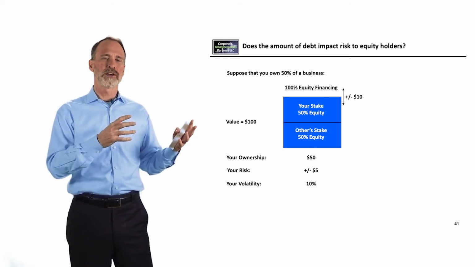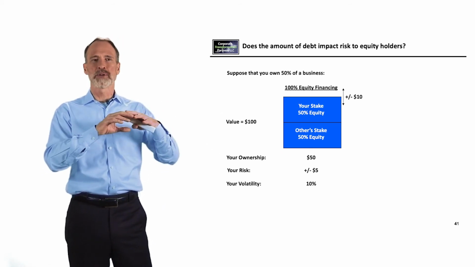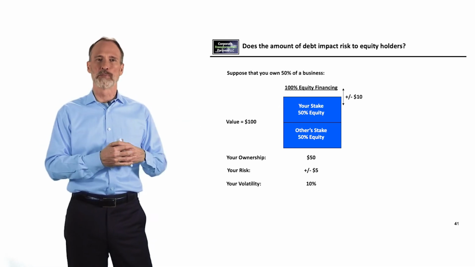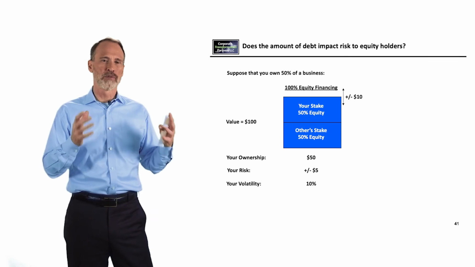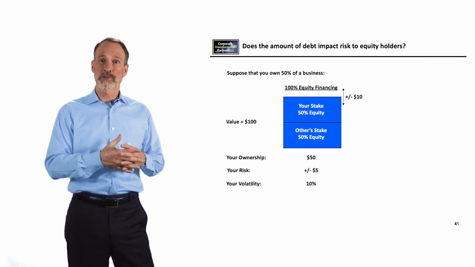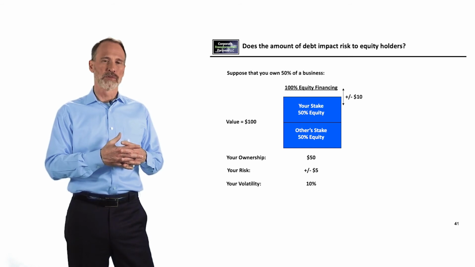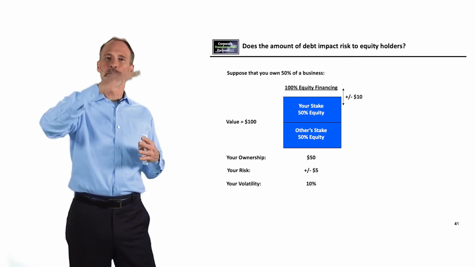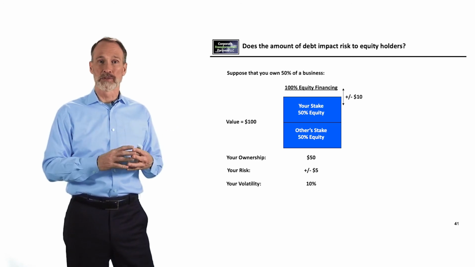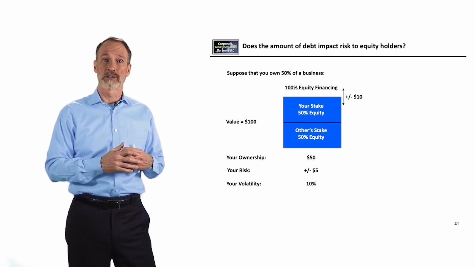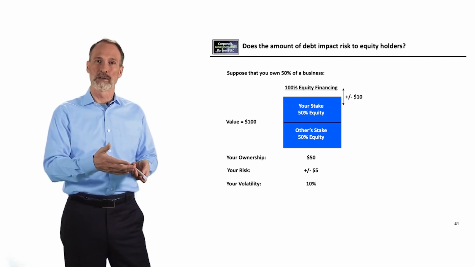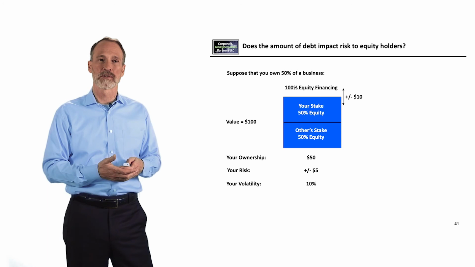So what you see here is a situation where we have a company, let's say that its value is proportional to the size of this blue box here. Let's say the overall thing is worth $100 million and that you own 50% of it. Let's also assume that the value could go up or down by $10 million. So your share of that business could go up or down by $5 million because you only own half of it. The other equity investor has the exact same risks.